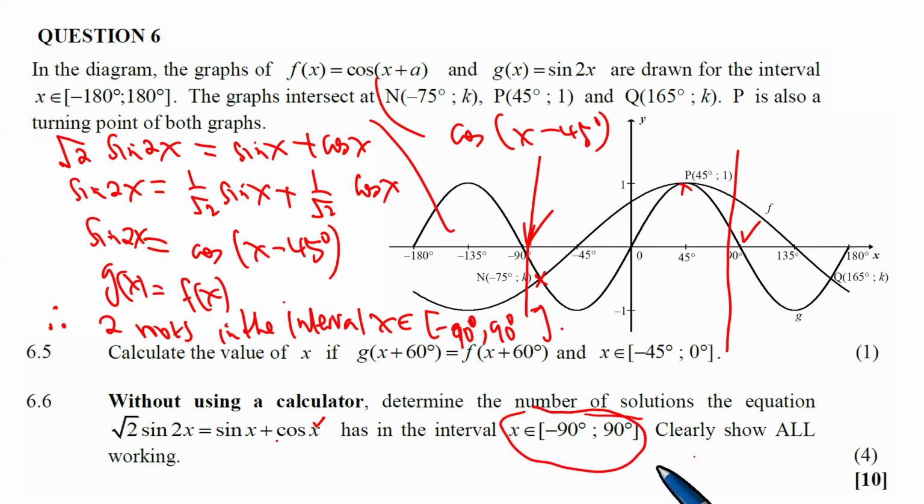X element of minus 90 degrees to what? To 90 degrees. So there are 2 points of intersection between minus 90 and 90. They say there's 1 and then 2. Those are the points of intersection.